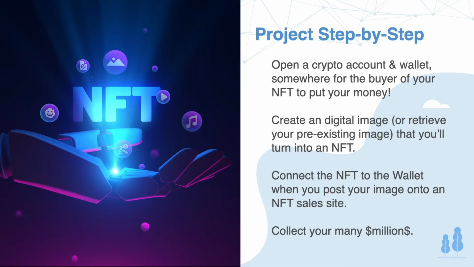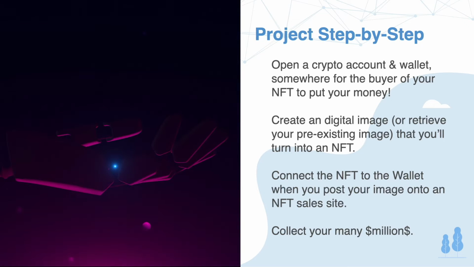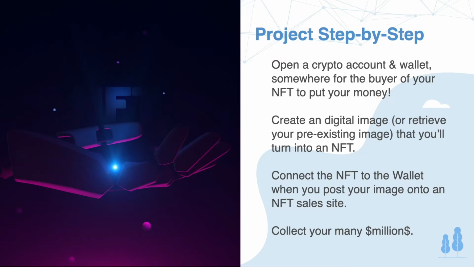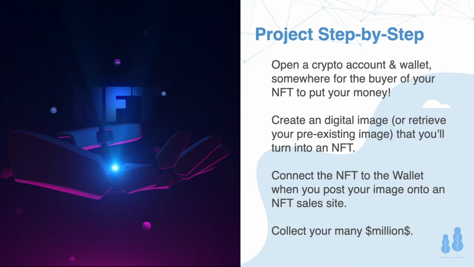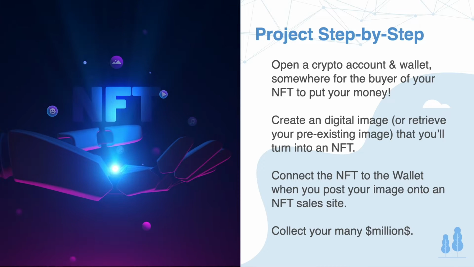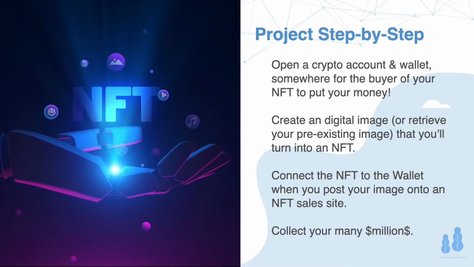So after we get the wallet open, we're going to create an image. Now we're going to use an AI tool that's called DALL-E. And you give it a simple text command and it produces images that you like. You can also use a pre-existing image if you already have one.